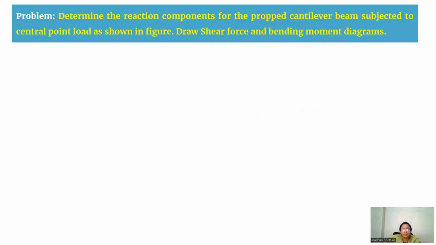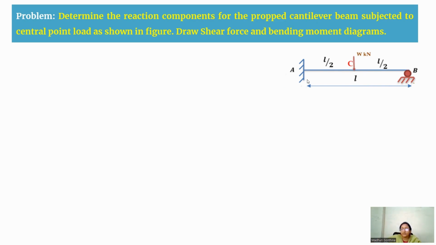Coming to the problem statement, determine the reaction components for the propped cantilever beam subjected to a central point load as shown in the figure. Draw shear force and bending moment diagrams. So coming to the picture, here AB is a propped cantilever beam. It is subjected to a point load at the center and it has a span length L. This load divides the AC segment and BC segment equally.